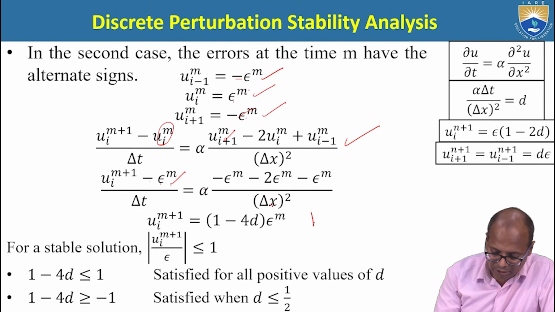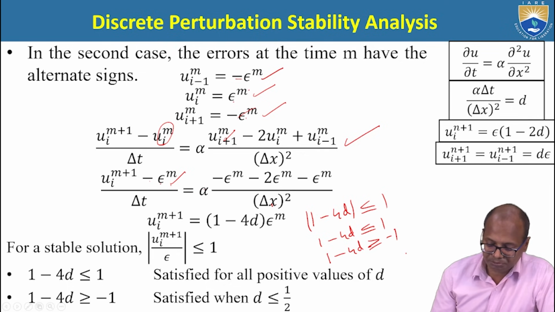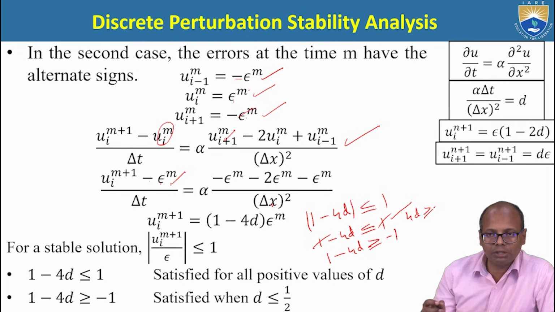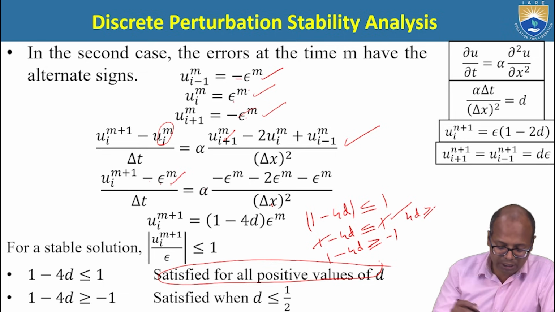So what is that? It is the modulus of 1 minus 4d, which must be less than or equal to 1. The first case is 1 minus 4d less than or equal to 1. The second case is 1 minus 4d greater than or equal to minus 1. Now if I apply the first condition, this will go, this will go, so 4d must be greater than or equal to 0. That is satisfied, since the d value is positive. So for all values of d it is greater than 0, and this is not imposing any restriction here. So the other condition we will see.